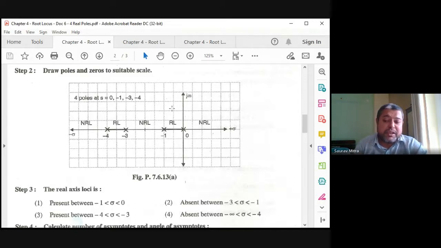There you substitute any value of s and you get a certain value. Okay, so that is the value of T(s), that is output by input. That is different, and k is the gain that we are controlling. Okay, so k is independent of s. We are not keeping k as a function of s.